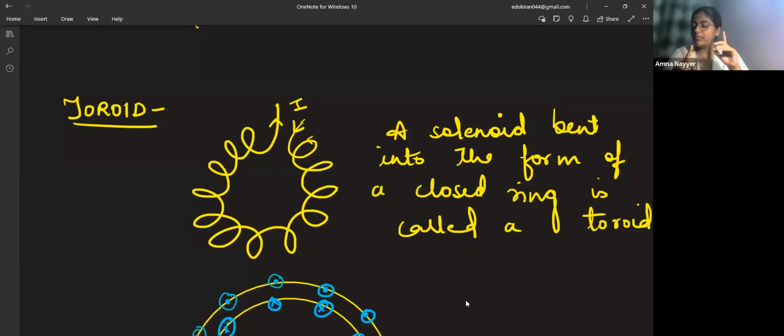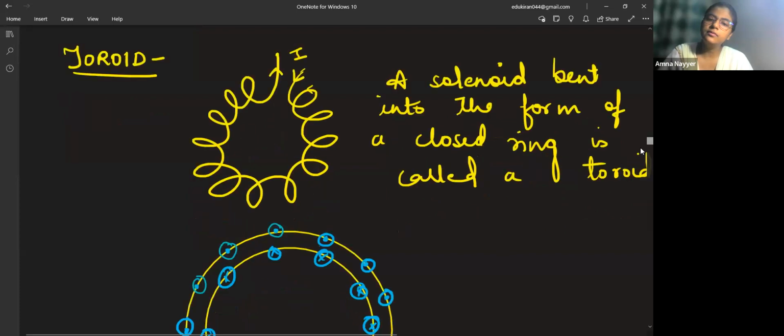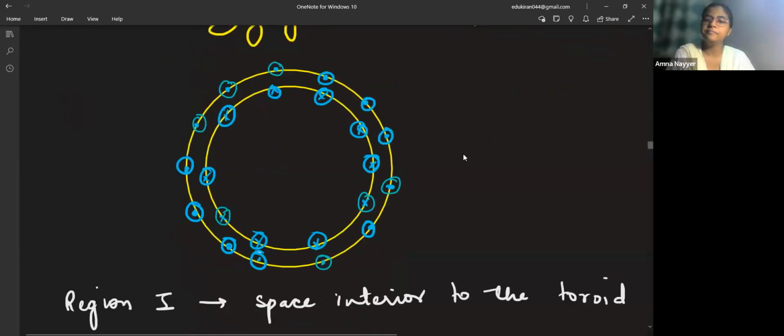Derivations of solenoid also come separately in the exam and derivations of toroid also come separately in the exam. When we did the derivation for a solenoid, we cut it into half, took the transverse section and did the derivation. Here also we are going to do the same thing. If this is in the form of a circle, we are going to transversely cut it. Like this it would appear.